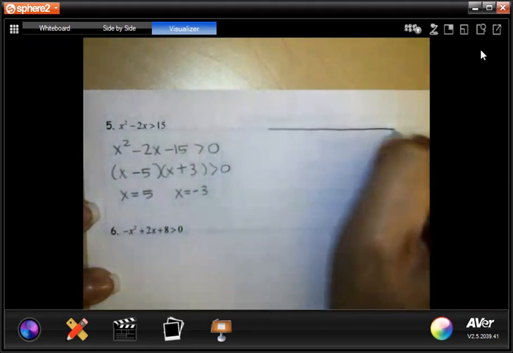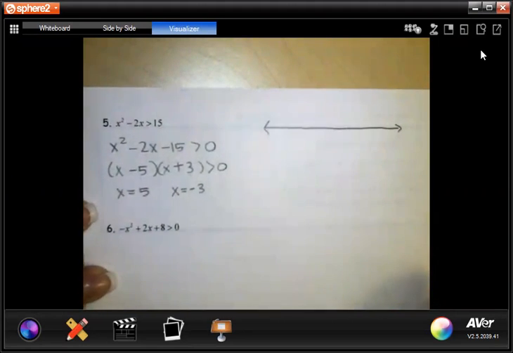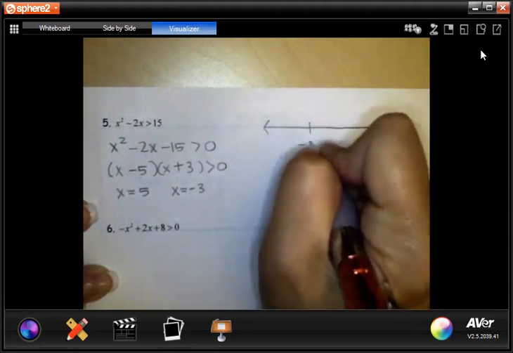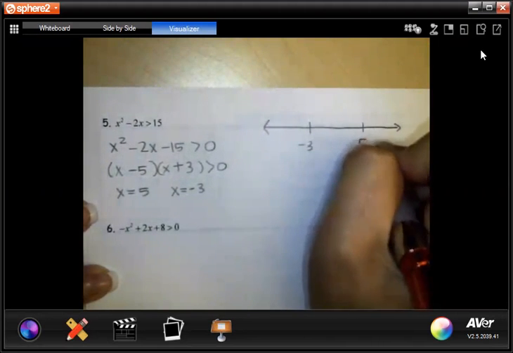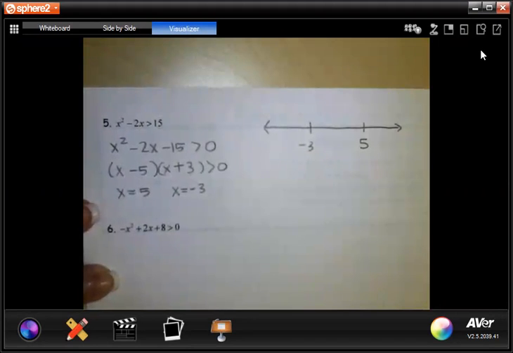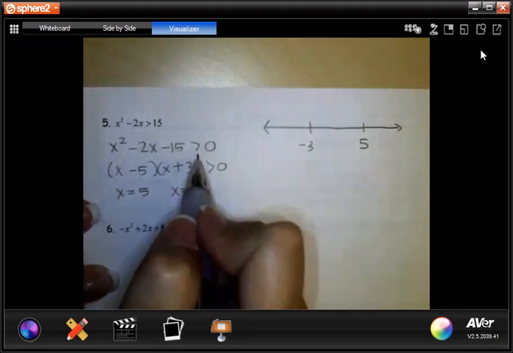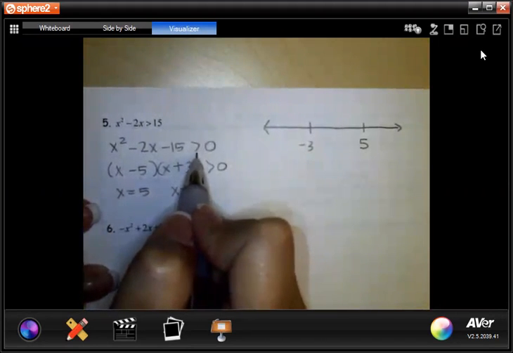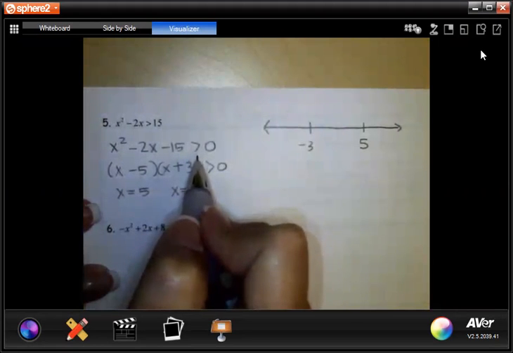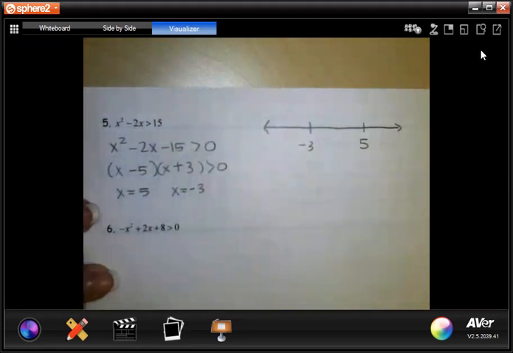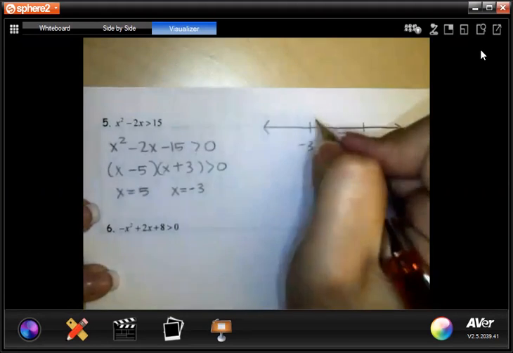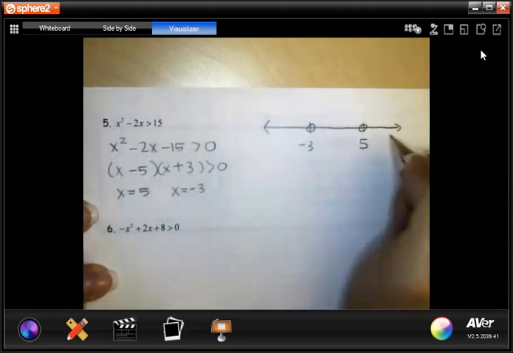We are going to make a number line now, and those are going to be my critical points. I've got a point at -3 and a point at 5. If there's no equal sign, it's going to be an open circle. If there is an equal sign, it's going to be a closed circle, kind of like the solid and dashed lines. So both of these are going to be open circles here.